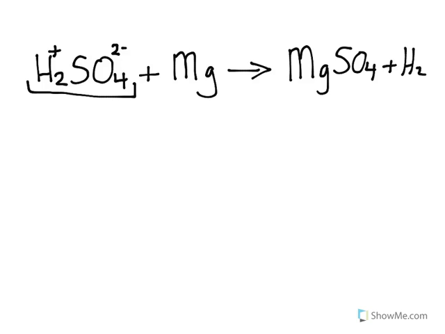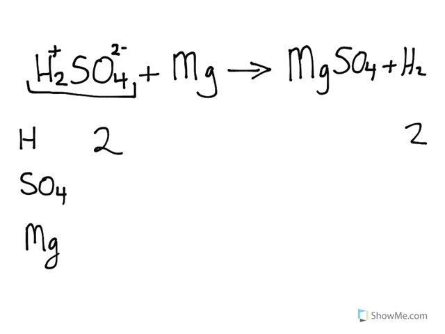So let's have a quick look at what we have here. Hydrogen will keep the sulfate together as SO4 because it's in the same form on both sides of the equation, and magnesium. I have 2 hydrogen atoms on this side and 2 on this. I have 1 sulfate ion on this side and 1 on this, and I have 1 magnesium here and 1 here. So this equation is balanced. So this gives you a quick introduction to balancing equations.